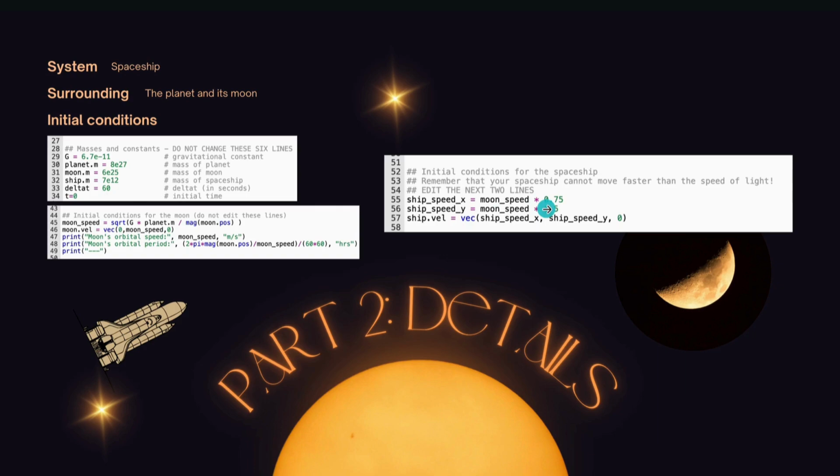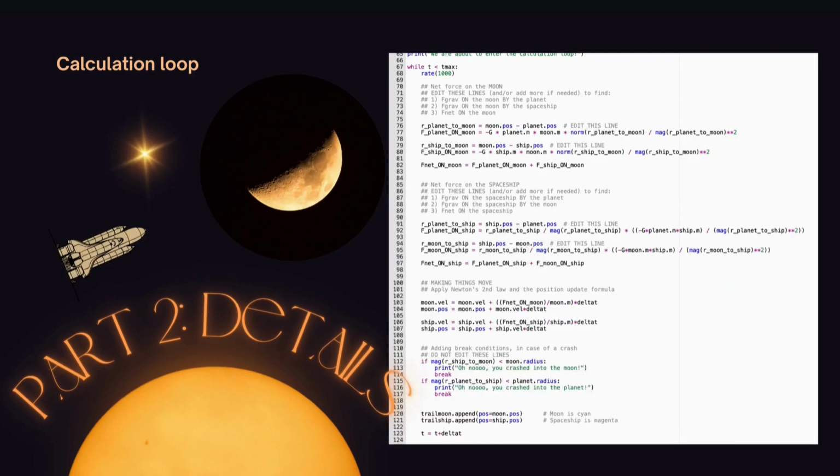For the x component, I multiply by 0.75, and for the y component, I multiply by 1.5. In this calculation loop, I find the net force on the moon and the net force on the spaceship. Then I update the moon velocity and position as well as the ship velocity and position to keep things moving.